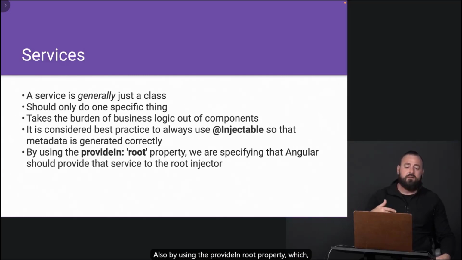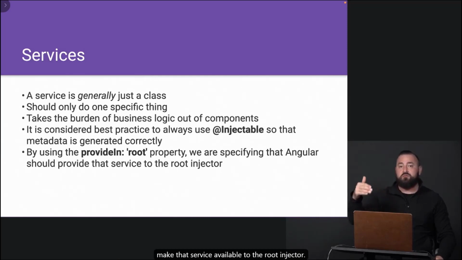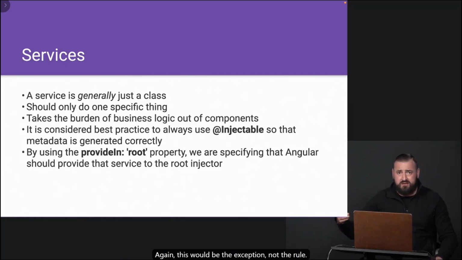Also, by using the providedIn root property, which if you generate a service from the CLI, it's going to have this in here, what you are doing is you are specifying that Angular should provide or make that service available to the root injector. So there is this concept of being able to make a service only available to a specific subtree or slice of an application. Again, this would be the exception, not the rule.